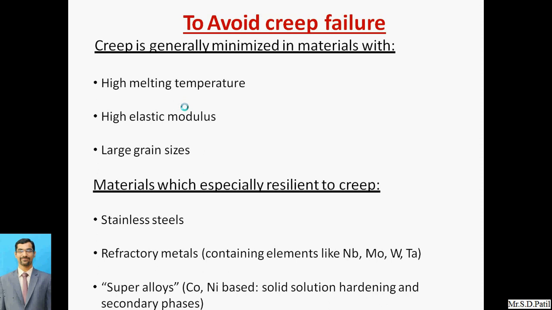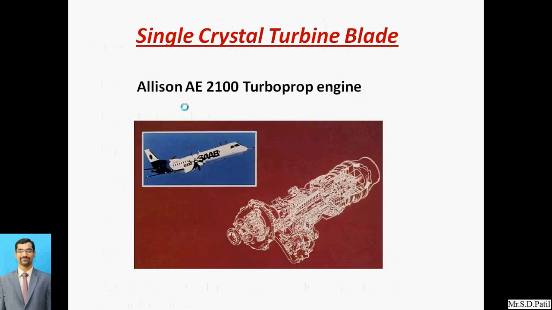Then refractory metals containing elements like Nb, Mo, and tungsten. Then superalloys, that is cobalt and nickel based, which have undergone hardening operations. Then the single crystal turbine blade. Here we can see some realistic components which have gone through very high temperature failure, that is creep failure.